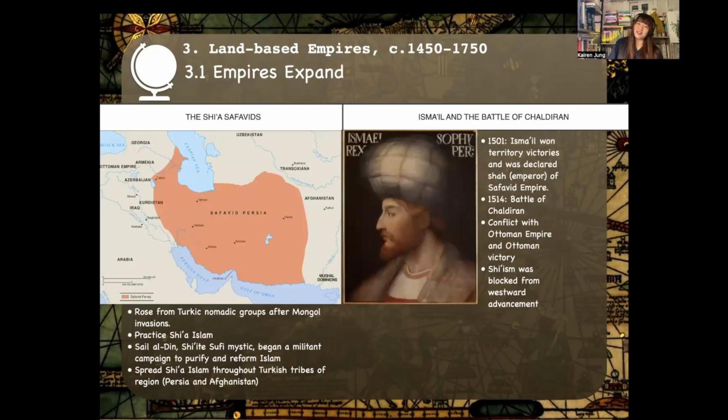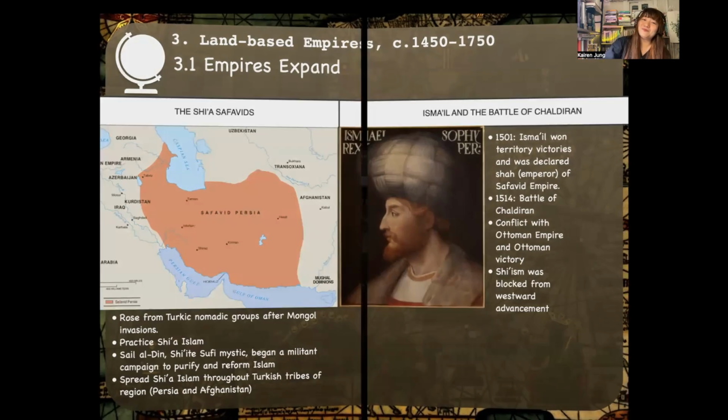They rose from Turkic nomadic groups after the Mongol invasions, and they practiced Shia Islam. Safi al-Din, the Shiite Sufi mystic, began a militant campaign to purify and reform Islam, and he spread Shia Islam throughout the Turkish tribes of the region in Persia and Afghanistan. So in 1501, Ismail won the territory victories and was declared Shah, or emperor, of the Safavid Empire. In 1514, the Battle of Chaldiran broke out, a conflict with the Ottoman Empire, and the Ottomans ended in victory. Shiism was blocked from further westward advancement.